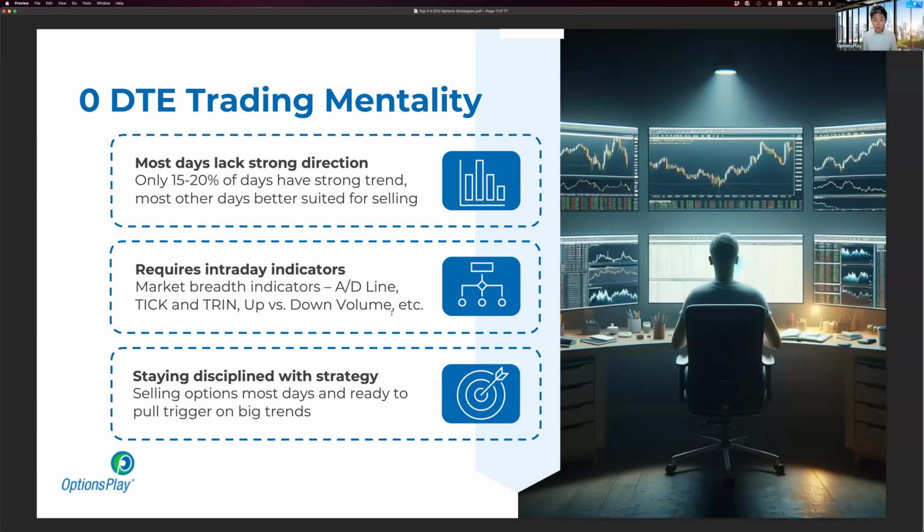So what you're doing is you have to sell options most days and be ready to pull the trigger on these big trends, but understand the statistics: 80 to 85% of days, you're really not going to get much in terms of a big move. It doesn't make sense to be buying options. 5 to 10% of the time, it does make that big move. Your indicators will tell you that, and you've got to be able to pull the trigger on that.